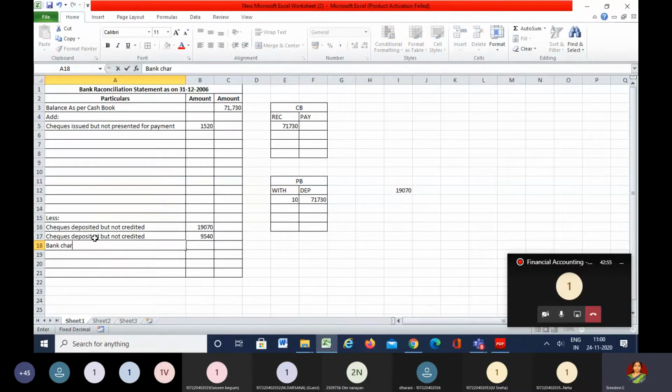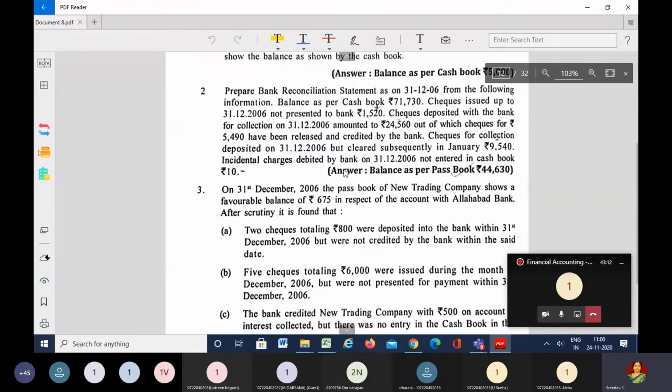Because the passbook is less, we need to minus. So bank charges debited in the passbook, and the amount of the bank charges over here is 10. That's all. I think apart from this, there's nothing else. So we need to find out what is the balance as per the passbook.